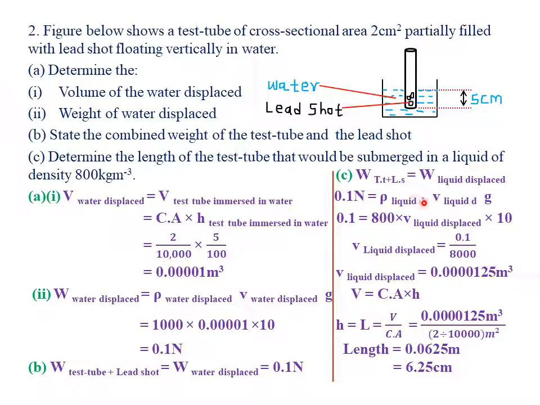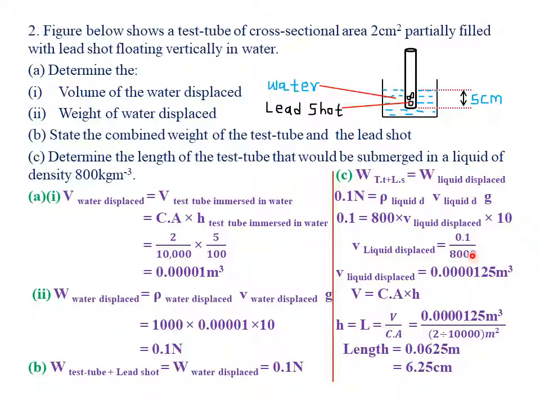So the density of the liquid displaced. We are now talking of another liquid which has a density of 800 kilogram per cubic meter. So the density is 800 kilogram per cubic meter times the volume of the new liquid displaced, which is unknown, multiplied by gravity, which is 10. If I make the volume of the new liquid displaced the subject of the formula, I'll simply divide both sides by 800 times 10, which is actually 8,000. So the volume of the liquid displaced will be 0.1 Newton divided by 8,000.